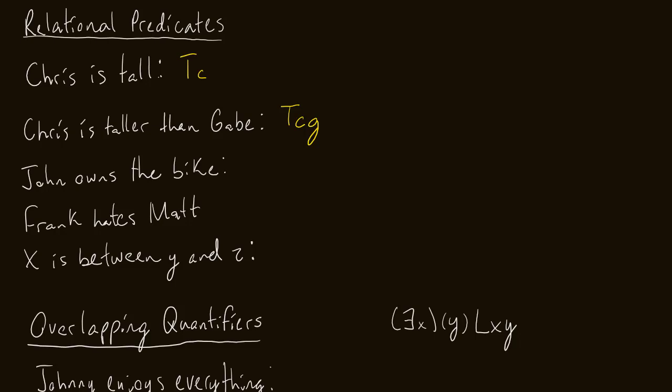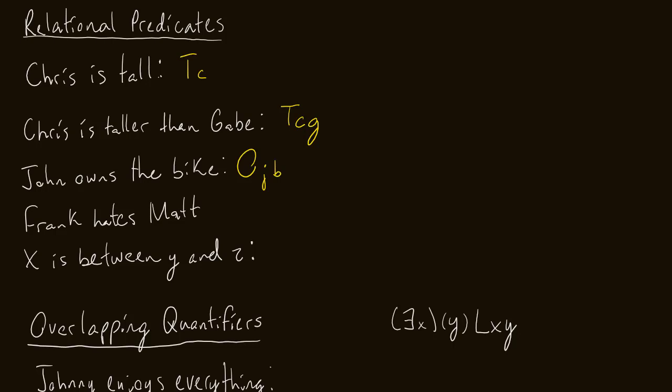The first subject will be the first lowercase letter that appears, so C for Chris. And then the second subject, the one that's being compared to, will be the second lowercase letter that appears, so G for Gabe. Similarly, John owns the bike. O is our capital letter, and then we'll put a lowercase j, not a capital J, and then b for John owns the bike.